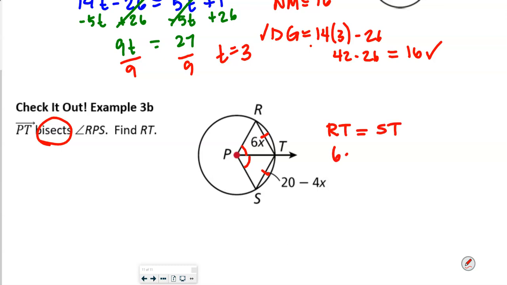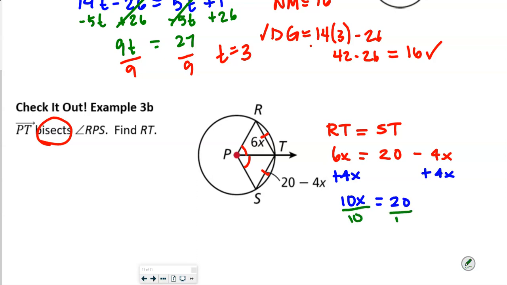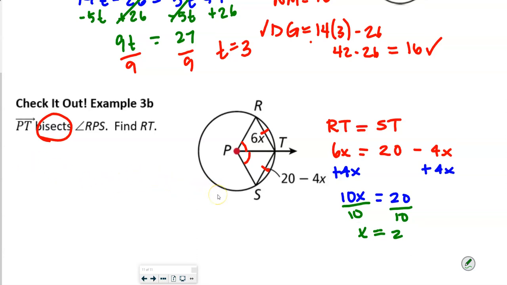So that means 6x is equal to 20 minus 4x. Let's add 4x to both sides. So that gives us 10x equals 20. Then we're going to divide both sides by 10, right? So x is equal to 2. Once again, that would be one of your answer choices, but is it going to be the answer? Correct. No. Okay, so it's asking us for RT.